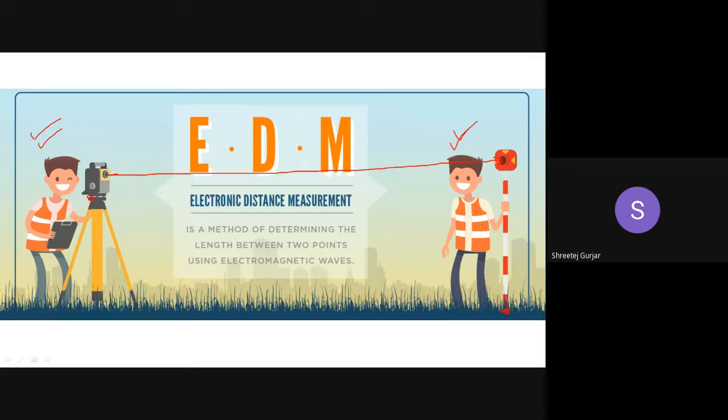Then the person will move to the second position, place the reflector here, and press the remote. Again the instrument will automatically change its direction, focus on the prism, take the reading and store it inside. Yes, nowadays that advanced instrument is also available, wherein only one person is required instead of two.